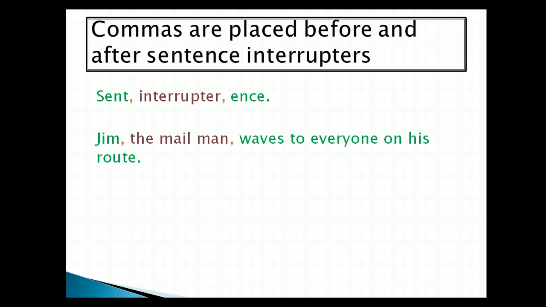Okay, next rule. Commas are placed before and after sentence interrupters. Okay, so here's what it looks like. My sentence would be complete, but I have an interrupter in the middle, so I have to have a comma in front of it, and I have to have a comma behind it. This is what it kind of looks like. Jim, comma, the mailman, comma, waves to everyone on his route. So here's how I know I need those commas, an interrupter. If I were to take out the mailman, and I just said Jim waves to everyone on his route, that would be a complete sentence. And it means the same thing. So that's why I know I need commas around the mailman, because it's interrupting my sentence, but it's not really changing the meaning.